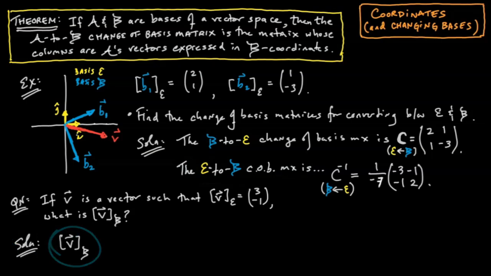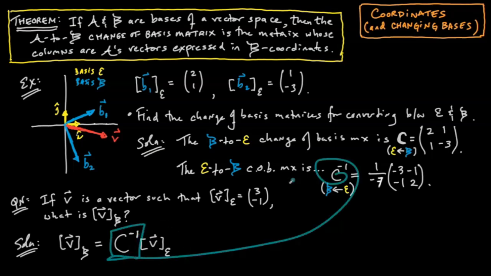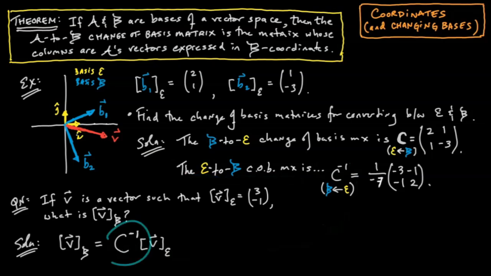Solution. V's B coordinates is something we can get by taking its E coordinates and hitting them on the left with C inverse, because C inverse is the E to B change of basis matrix. And again, if I put my little scratchwork notation in here, this may seem clearer. Working right to left, we start with something in E coordinates. We throw it into this machine, which translates E coordinates to B coordinates, and we're going to end up, of course, with something in B coordinates. So now all we have to do is crank out the specifics.